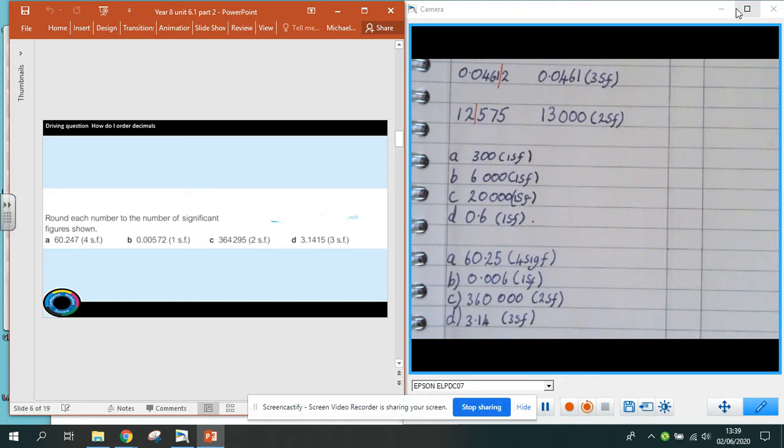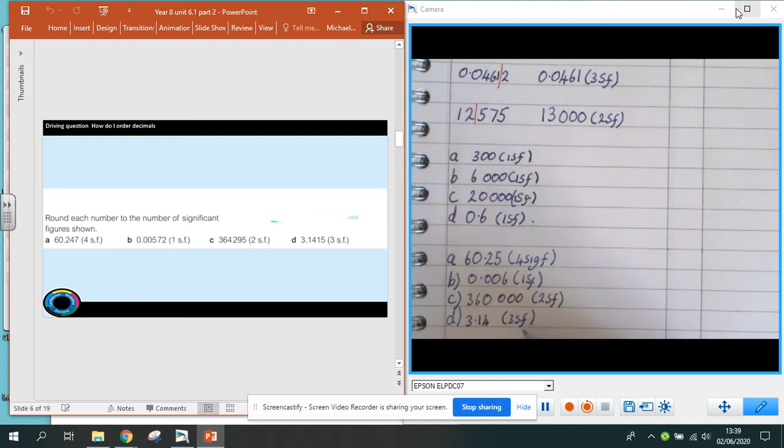The next one, 2 significant figures. We're looking at 364,000. I'm not really bothered about the next numbers. Rounded to the nearest 10,000, that's going to be 360,000. Just with lots of zeros.